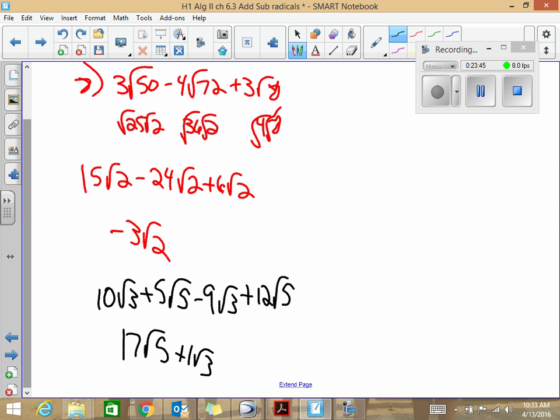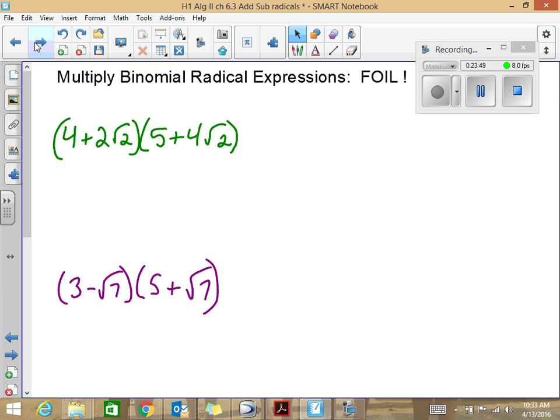Okay, we are going to go through one more thing of notes. So log back on. We're just going to do this one last one. Or it's not the last one, though. It's actually pretty simple. Wait, are we doing the last page? Just this page. So multiply binomial radical expression.